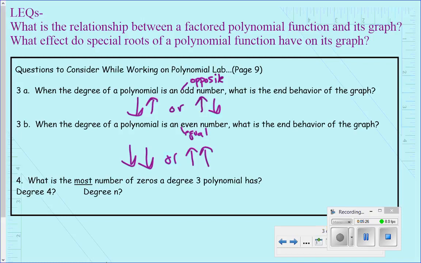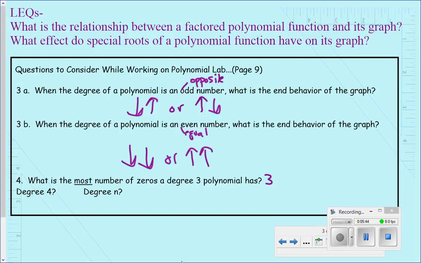So then what's the most number of zeros a degree 3 polynomial has? Well, if we looked at the degree 3s, that's questions 1 and 2. Question 1 had 2 roots, and question 2 had 3 roots, and they were both degree 3. So the most it can have is 3.